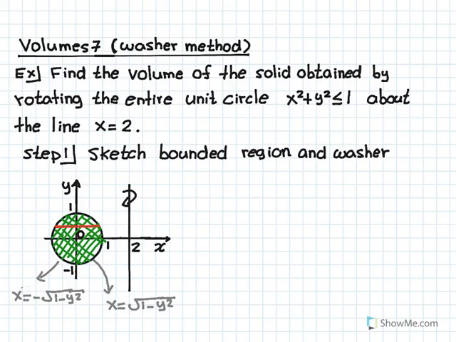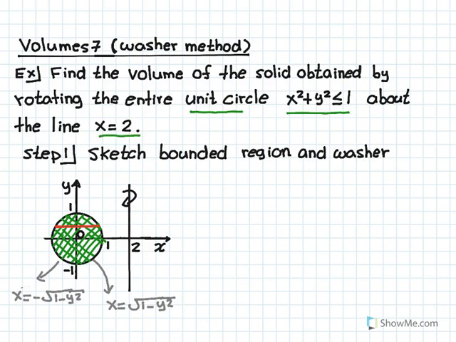In this video, we're going to look at another example of volumes of revolution using the washer method. The question here is to find the volume of the solid obtained by rotating the unit circle x squared plus y squared less than or equal to 1 about the line x equals 2.